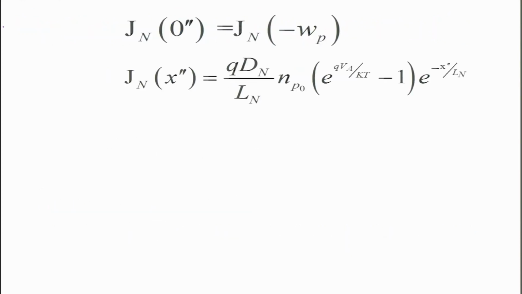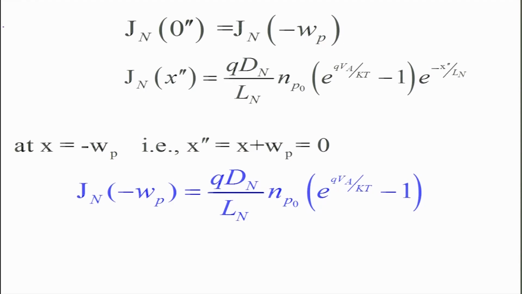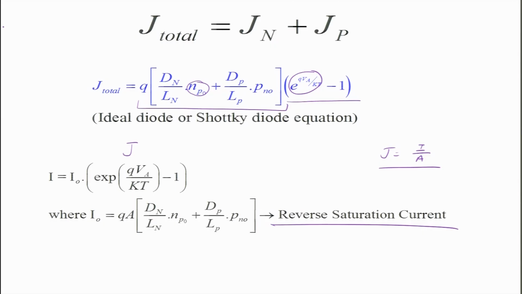Then again you do the simple thing: since we want to calculate Jn at minus Wp, at minus Wp x double prime is equal to 0. So Jn at minus Wp is nothing but q Dn divided by Ln into Np naught into exponential qVA by kT minus 1. Then you sum them up, and what we get is the famous diode equation, and that is what gives you the exponential relationship of diode current. So this is the analysis that we have done in dark.